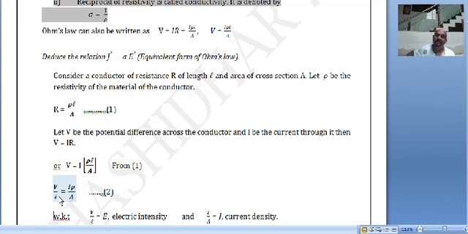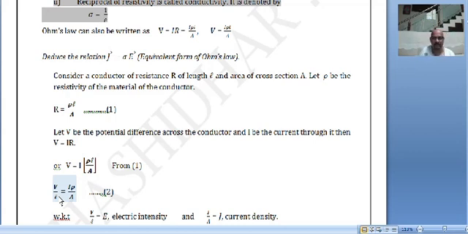V by L, V is the potential difference, L is the distance, that is potential gradient. Potential gradient is nothing but electric field intensity, from the second chapter. Electric field intensity is also known as potential gradient. E is equal to minus dV by dx. Here dV is V, dx is L. So V divided by L is potential gradient, nothing but electric field intensity. Keep this in your mind.